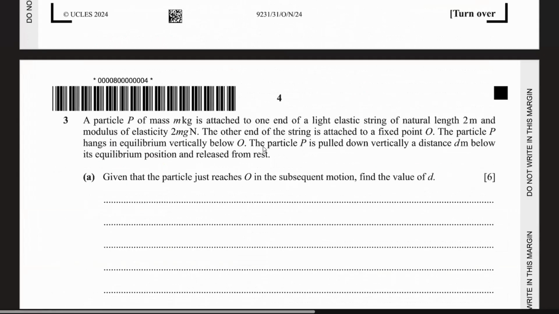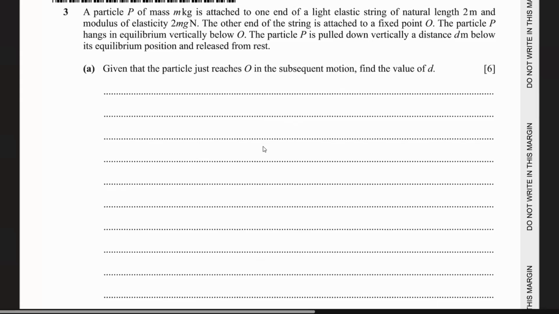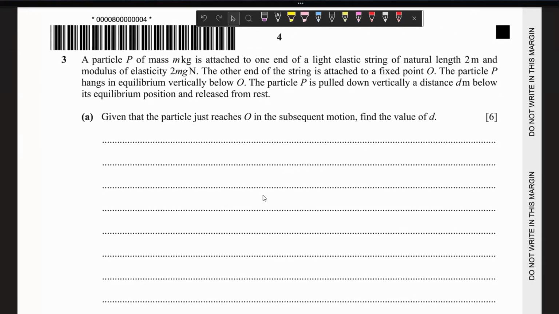Let's move on. Now we're on question number 3. Now in question 3, it says a particle P of mass m kilograms is attached to one end of a light elastic string of natural length 2 meters and modulus of elasticity 2 mg newtons. The other end of the string is attached to a fixed point O. The particle P hangs in equilibrium vertically below O. The particle P is pulled down vertically a distance d meters below its equilibrium position and released from rest. On part A, given that the particle just reaches O in the subsequent motion, find the value of d.